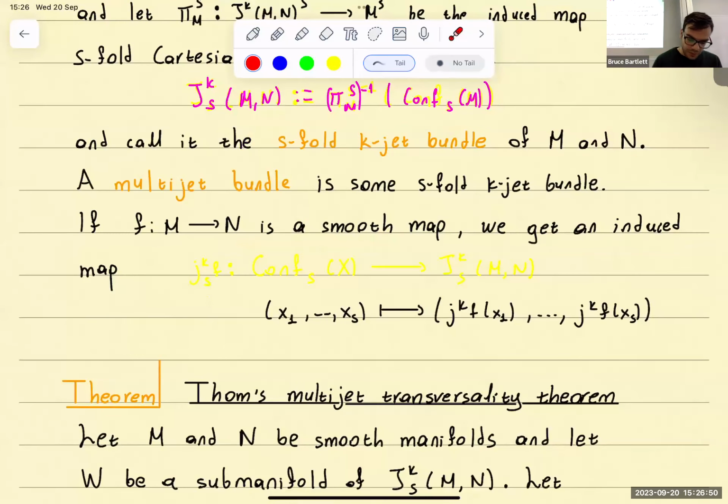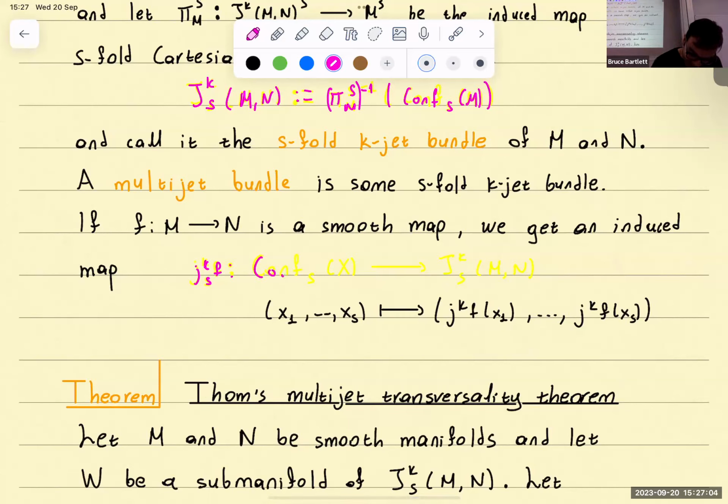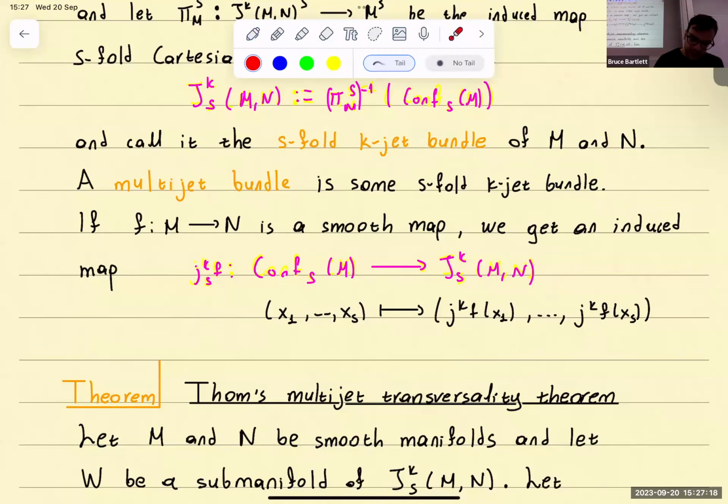And if you give me a smooth map, I can consider its, I guess, S-fold k-jet section. That's going to be a map from the configuration space of S points in M to the S-fold k-jet bundle of M and N, and it's just given by the only formula it can reasonably be given by.